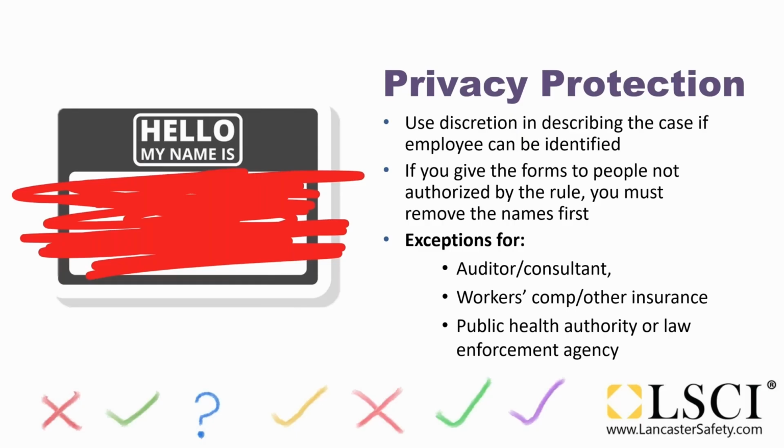For a privacy concern case, if the employee's identity can still be implied, the employer may use some discretion in describing the case as well. The rule requires that enough information be entered to identify the cause and general severity of the incident. For example, a sexual assault case can be entered as "assault," or injury to a reproductive organ can be entered as "lower abdominal injury." The employer is not required to go into graphic detail of these types of cases. If the employer gives out the forms to the public, the names must be removed first. There are exceptions for employee access, OSHA access, auditors, insurance, or law enforcement personnel.